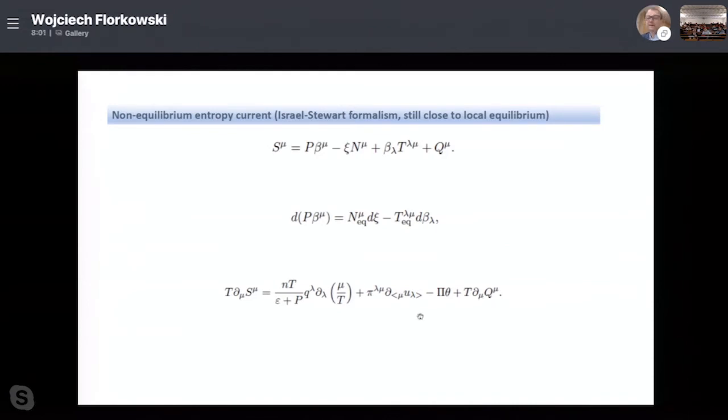Maybe one remark about the notation, which is quite popular here. If two indices are in between these angle brackets, it means that this rank-two tensor is made symmetric, orthogonal to the flow, and traceless. So in this case, there are only five independent components left of this term.